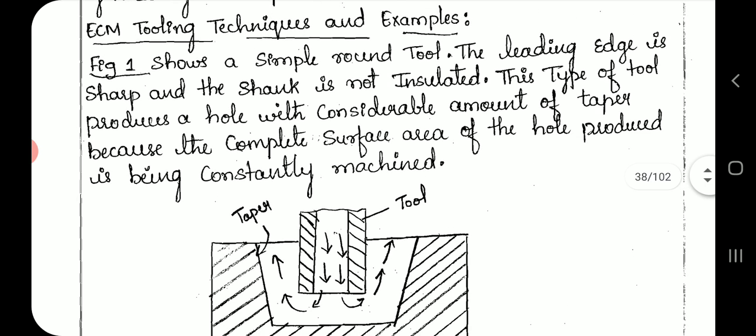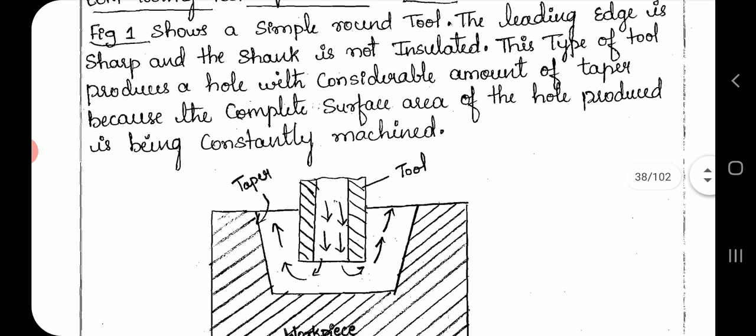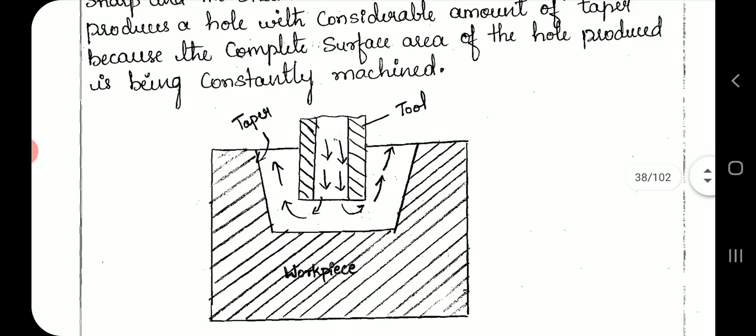ECM tooling techniques and examples. Figure 1 shows a simple round tool. The leading edge is sharp and the shank is not insulated. This type of tool produces a hole with a considerable amount of taper because the complete surface area of the hole produced is being constantly machined.